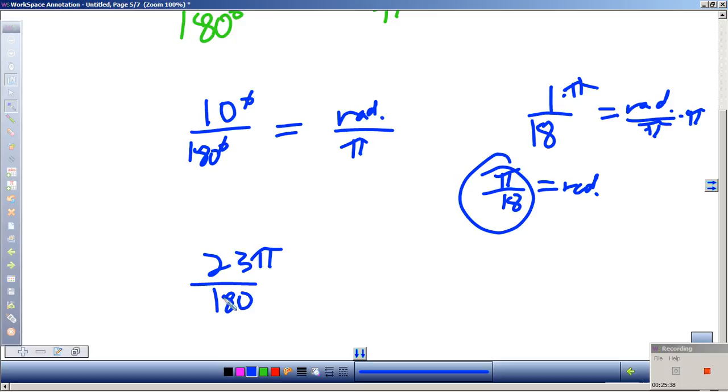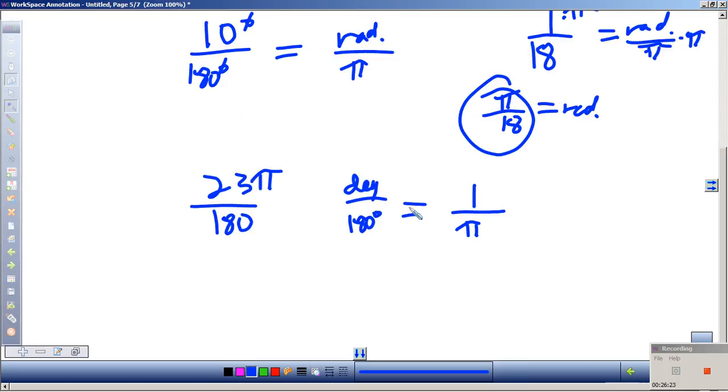What did you say? 1 radian? 1 radian is about a 12th of a circle, a little less than a 12th. So, 1 radian is what in degrees? Okay, let's do that. 1 radian, pi, equals degrees over 180. How do we solve that? So we get degrees equals 180 over pi.